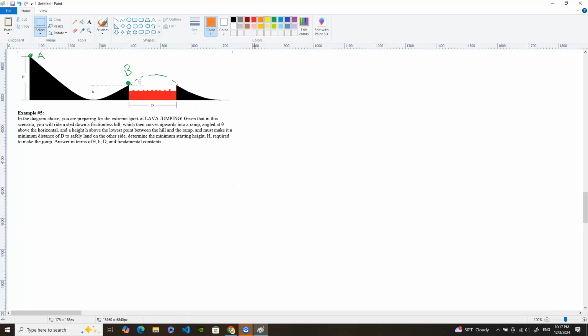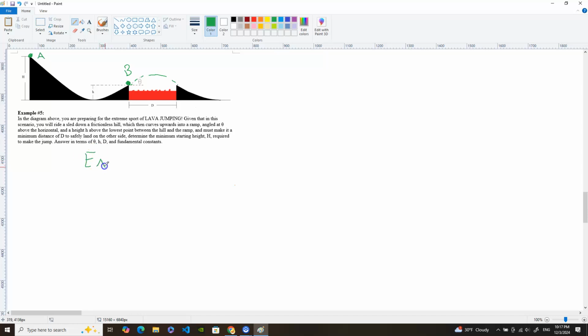All right, last problem, question number 5. Let's get this out of the way. There we go. Going to take a look at this lava jumping problem, starting here at position A. I'm going to come down the ramp to position B, and I'm going to make this jump in a projectile motion arc, and succeed by reaching this position over here.